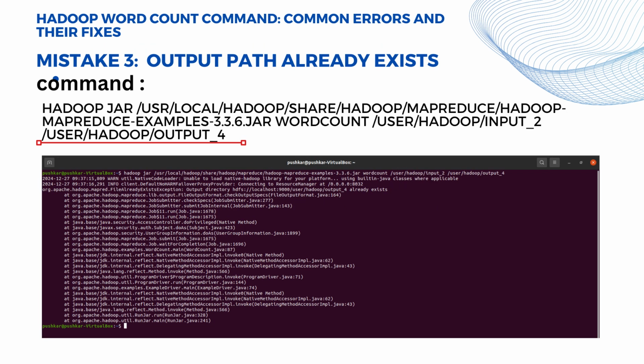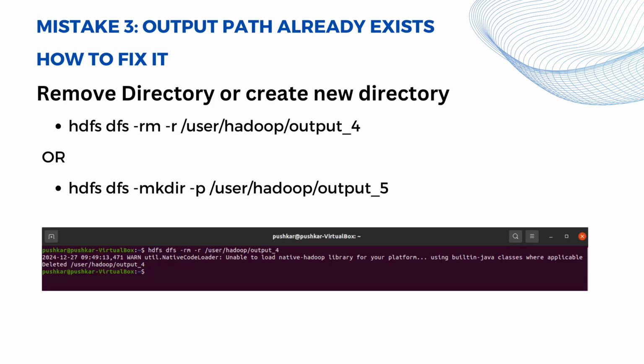Another frequent issue occurs when the output path already exists in HDFS. Here's an example. If user/hadoop/output_4 already exists, the command will fail with an error saying output directory already exists. Hadoop doesn't allow overwriting an existing output directory, so you will need to take care of this before rerunning the job. To resolve this issue, you have two options.